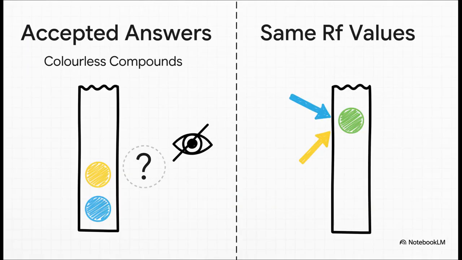So, the official mark scheme actually gives 2 possible correct answers here, and you just need one of them. The first idea is pretty straightforward. Maybe some of the compounds in the ink are just colorless. They've separated out, but we can't see them. The second idea is a bit more subtle. What if another compound has the exact same RF value as one of the spots we do see? It would have traveled the same distance and be hiding right on top of it.